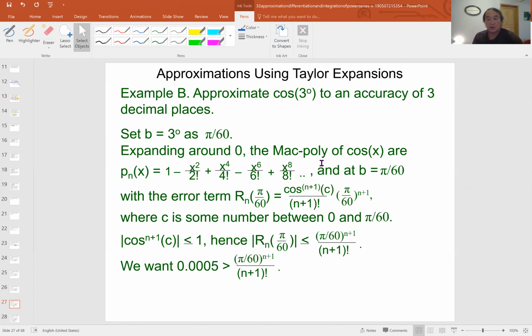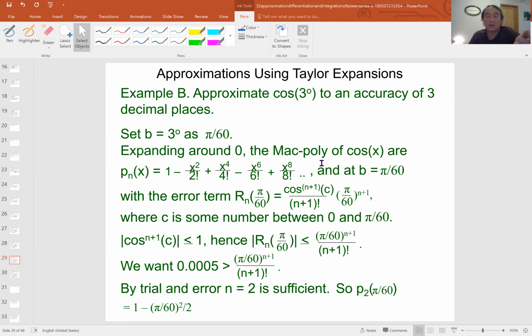I can check for n using a calculator and try n equal to 3, 4, 5 until the answer is less than 0.005. And I say, oh, okay, n is 3, 4, whatever. But n equal to 2 is sufficient. And so then you only have to use the second degree quadratic polynomial, for n equal to 2. That's a sufficient approximation, guaranteeing you accuracy to 3 decimal places.